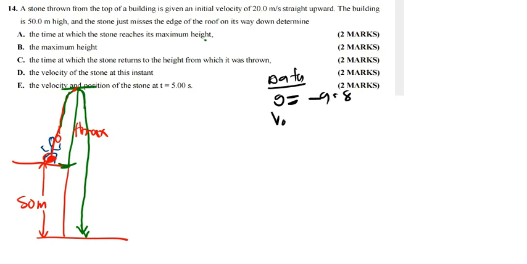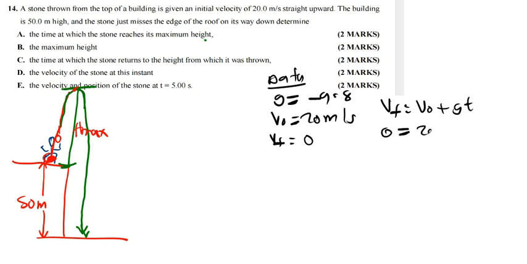The velocity we have been given is 20 meters per second. But the final velocity when it reaches the maximum height, what is the final velocity? It is 0. I want to find the time, so I can use the first formula where we are saying V final is equal to V initial plus GT. So the final is 0, the initial is 20, so it will be negative 9.8 T.